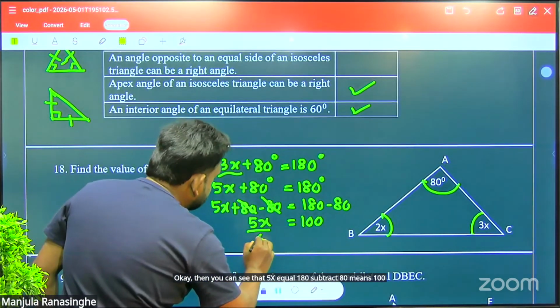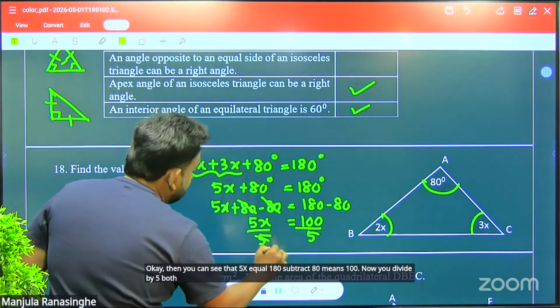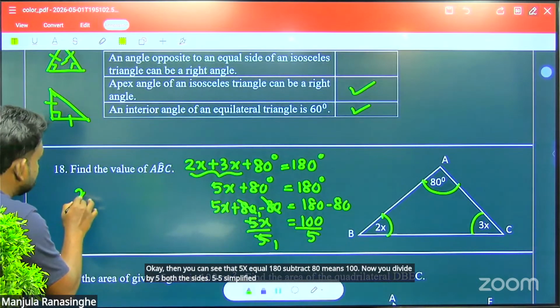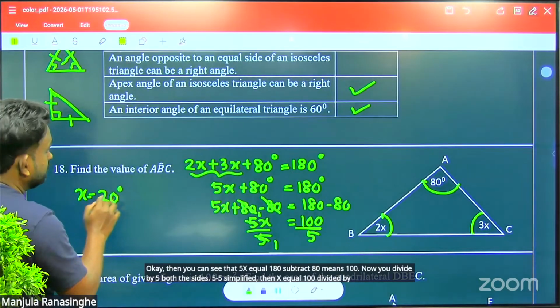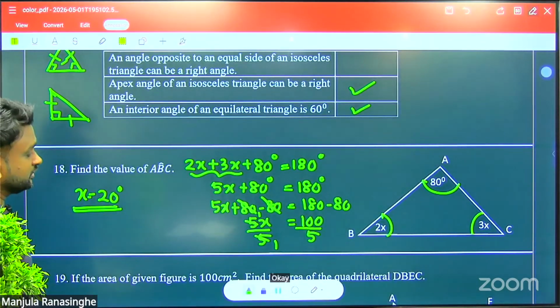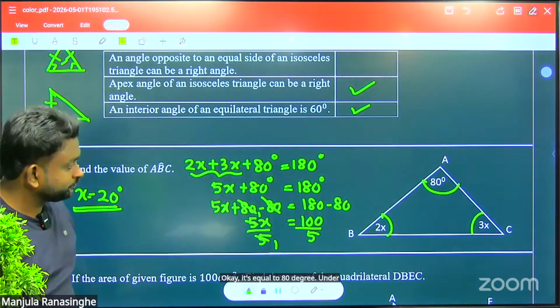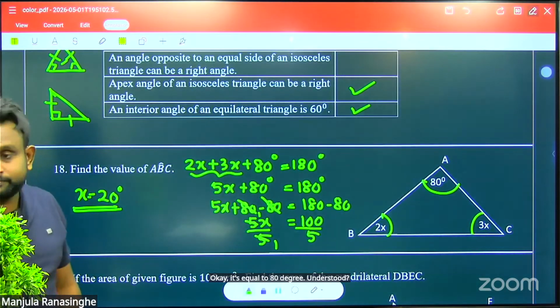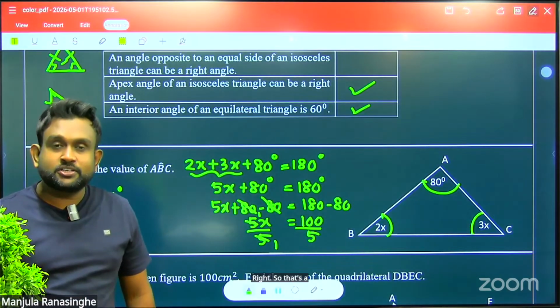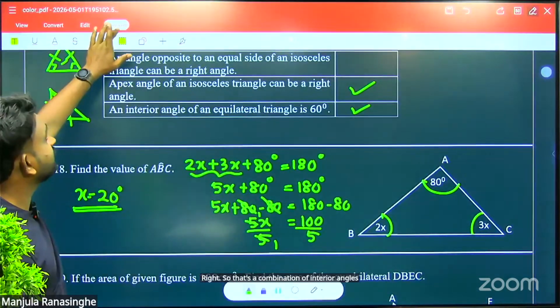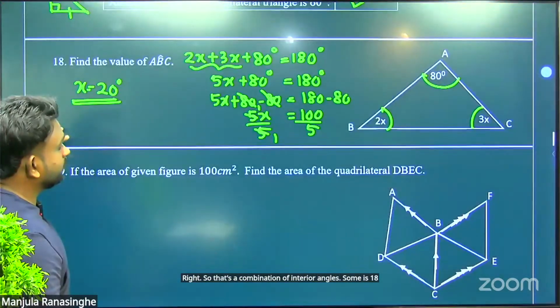Now you divide by 5 on both sides. 5 simplified, then x equals 100 divided by 5, which is 20 degrees. Okay, x equals 20 degrees. Understood? Right, so that's the combination of interior angles. The sum is 180. Basic rule of geometry, right?